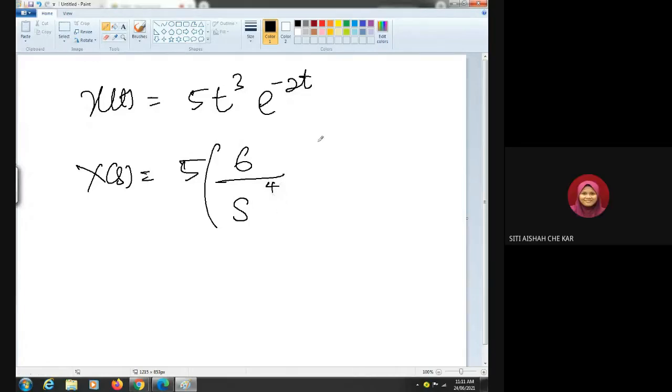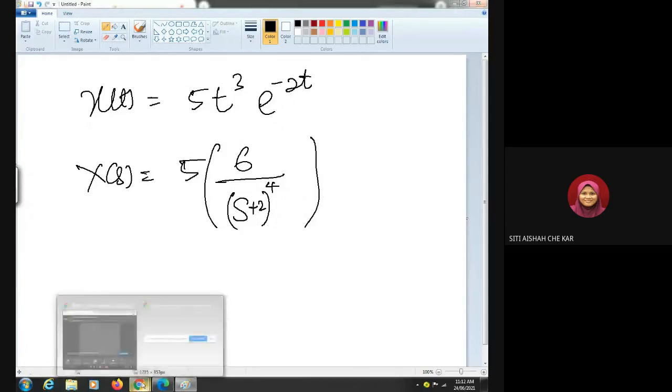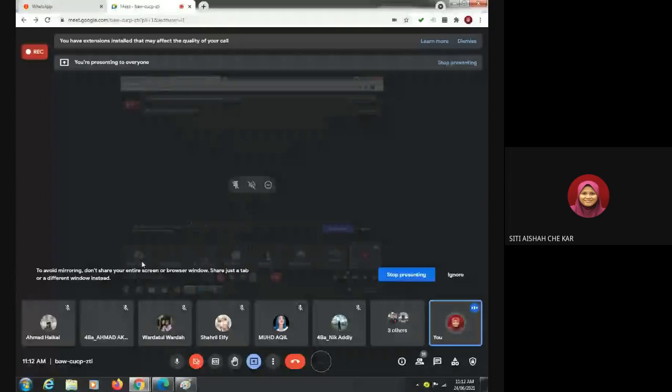But this one belongs to 5t power of 3. But now you have exponent. So whenever you see exponent, you must plus A. So your answer is S plus 2 power of 4. Yes. Okay. Clear everyone? Okay ke yang lain? Okay. Okay, madam. Okay.